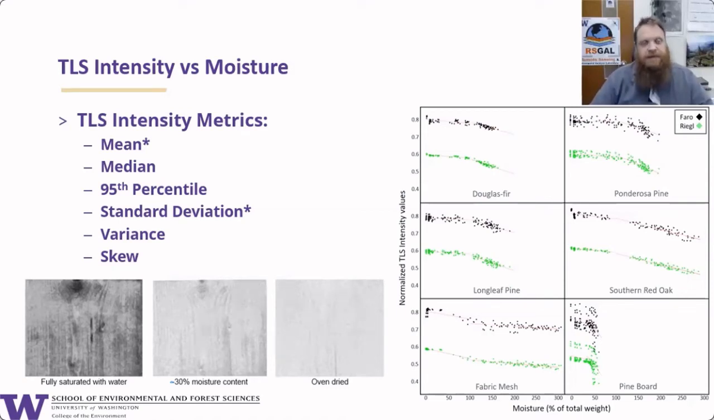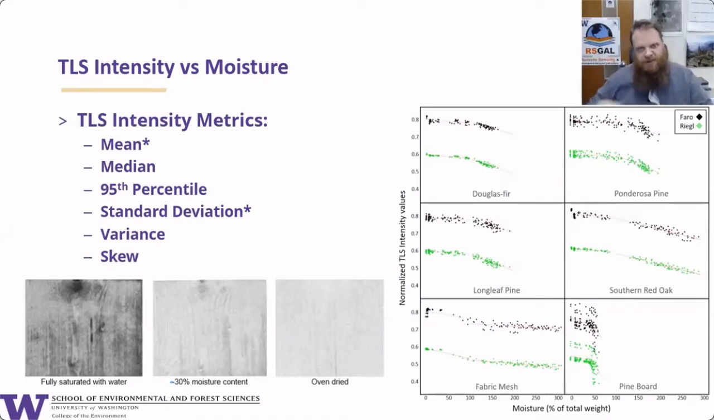Generally, the mean of all pulses performed the best in looking for those relationships, with the standard deviation also performing very well. Here is a plot of the Faro in black, Regal in green. It has the regression lines added to it, looking at the change in the mean intensity values in relationship to the moisture content. We looked at simple linear regression, some transformation of the data, but for the individual variables, a broken stick linear regression performed the best.